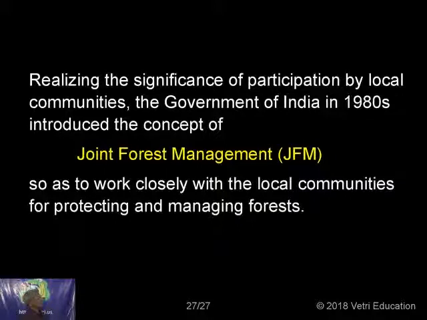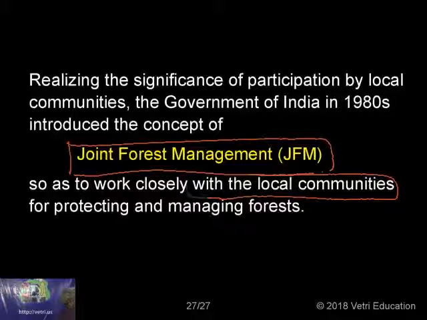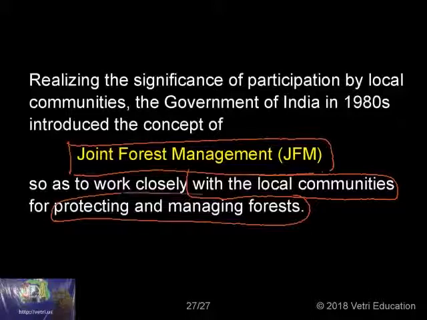Realizing the significance of participation by local communities, the Government of India in the 1980s introduced the concept of Joint Forest Management, JFM. That is, the tribals who are living in a particular area, the local communities who are working in that area, by their joint venture, have to take care of the forest. They have to work closely in joint communities for protecting and managing the forest. So these forests have been given in the hands of the local people, because it is the local people who have to take care of the forest.